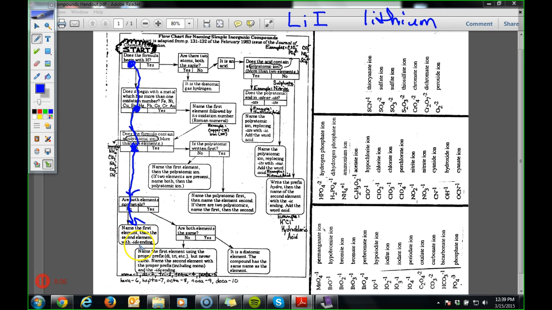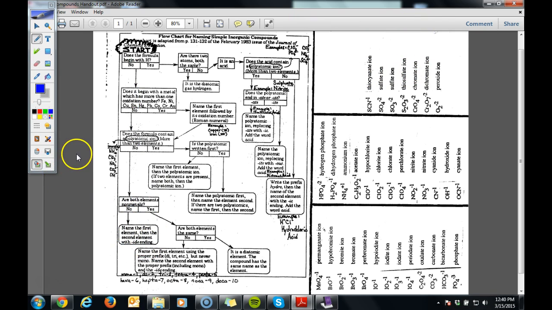Then the second element with an IDE ending. So instead of iodine, we are going to have iodide. That formula, that chemical is lithium iodide. And we ended up down here. So now let's look at another one. Let's now look at CuS.